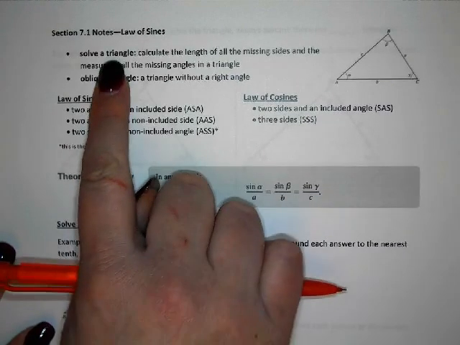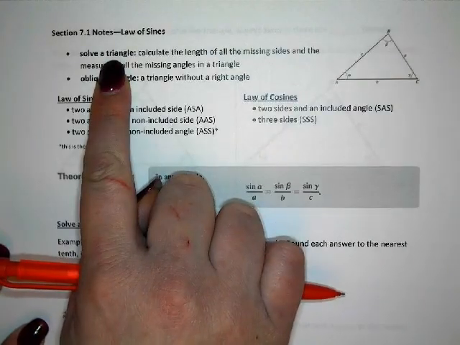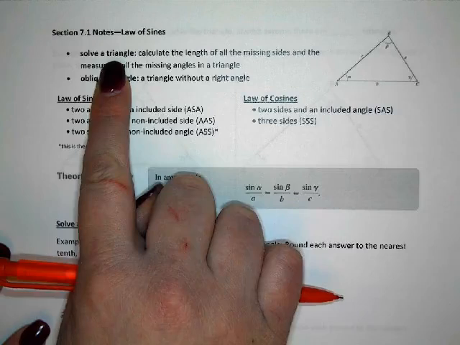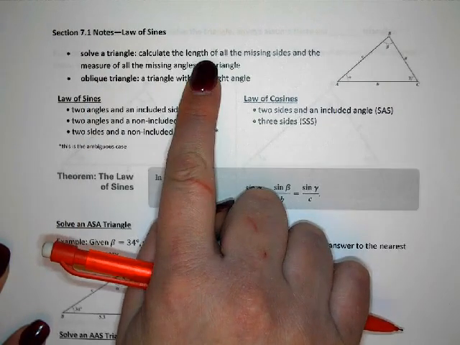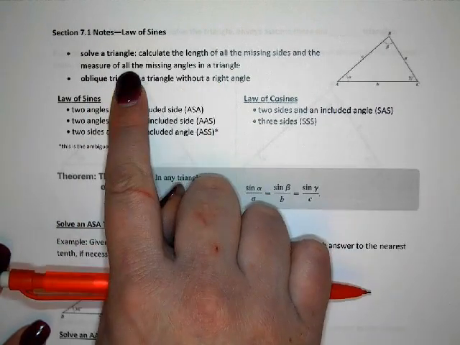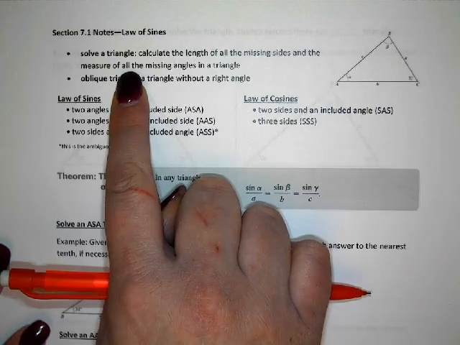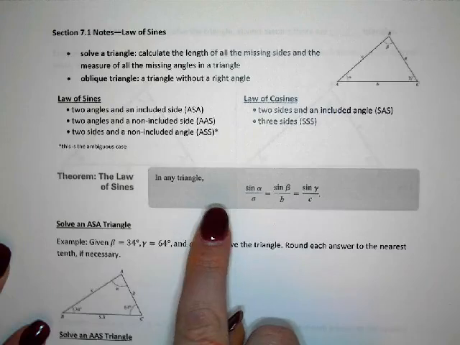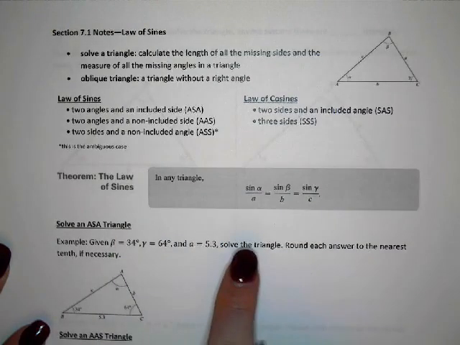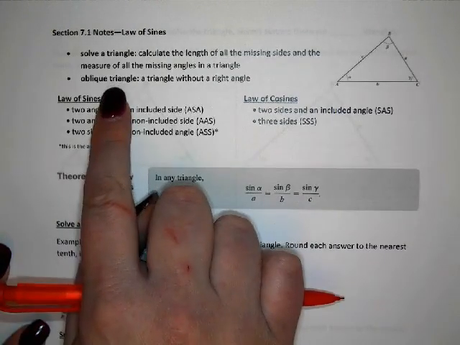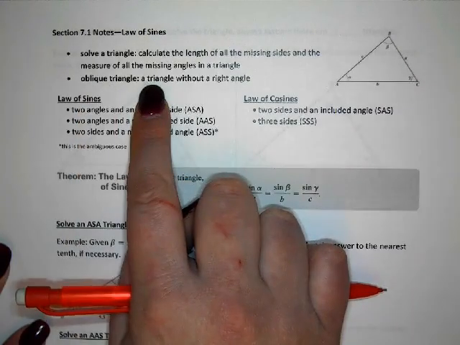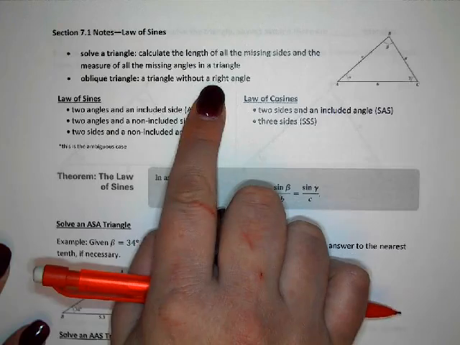So first I want to talk about what it means when you're working with a problem and it tells you to solve a triangle. When you solve a triangle, it means that you're going to calculate the length of the missing sides and the measure of all the missing angles in the triangle, so that when you're done with the problem, every single angle has been labeled and every single side has been labeled.